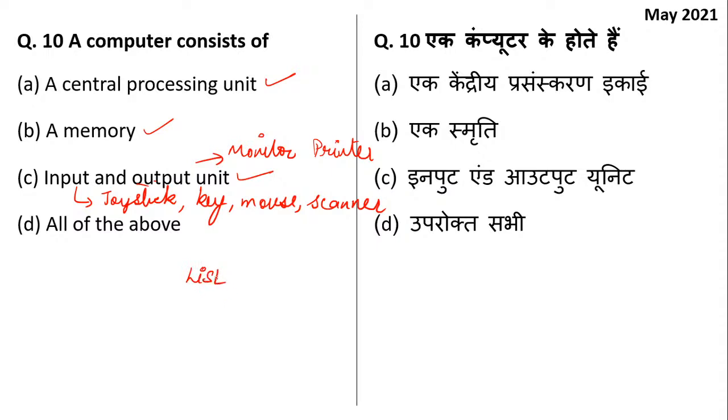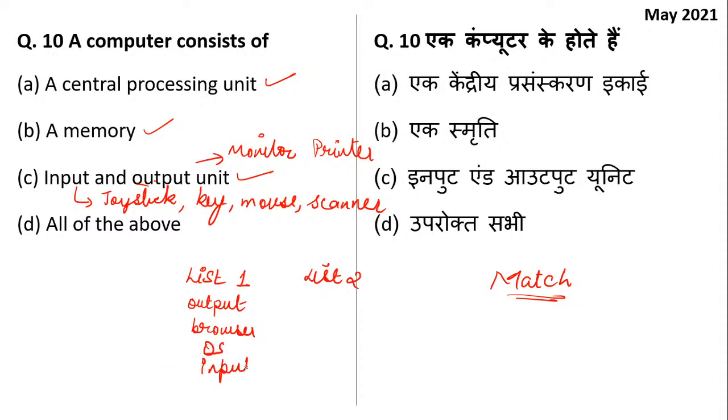So in your exam, one more thing I would like to tell you, they can give you like a list 1, list 2. Usually match the following is very much asked in your examinations. So what they can give you here is, they can say output device. Here they can say browser, okay. Then they can say operating system, and they can say input device, okay.